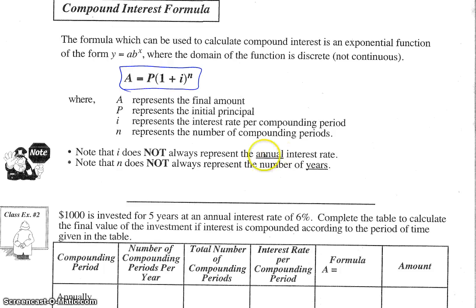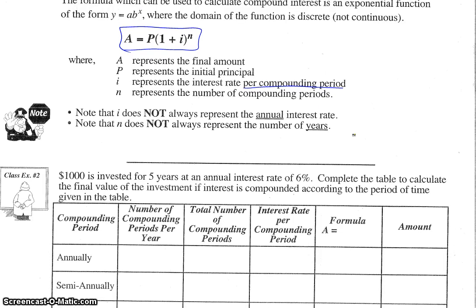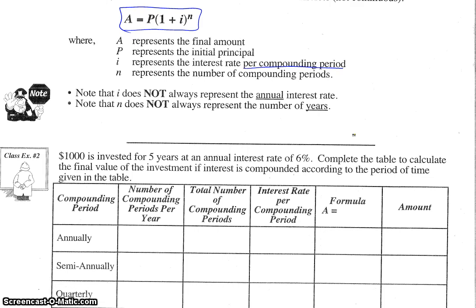So I is not always the annual interest rate. That's why you have to evaluate it per compound period. N doesn't necessarily mean the number of years, so it's the number of compound periods over so many years. All right. So yeah, we're going to take a look at this. This formula is not given on your formula sheet, but it basically is an exponential function, and it works a lot like your y equals a b to the x kind of thing. Okay, so let's take a look at a little bit of this.